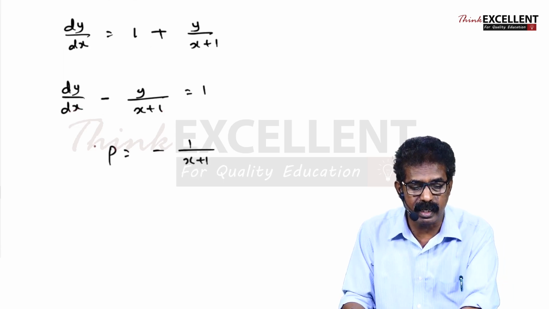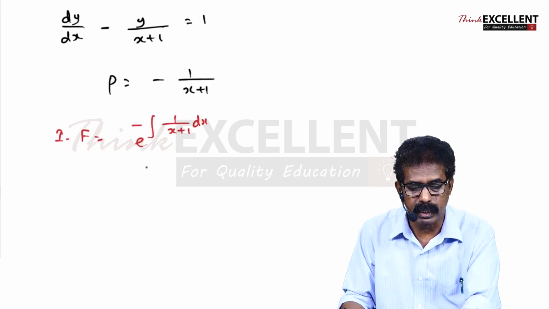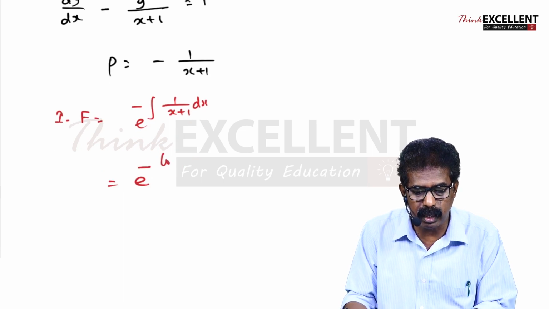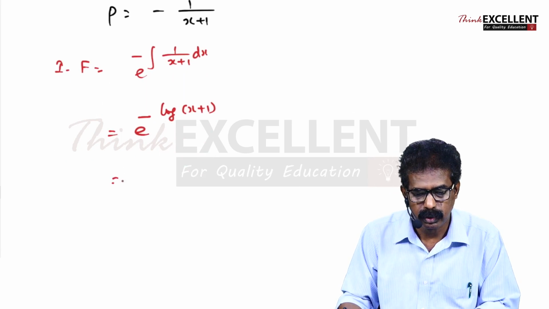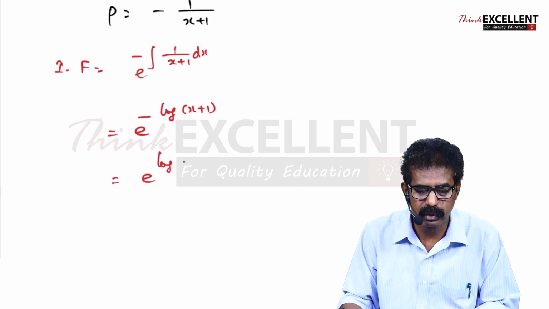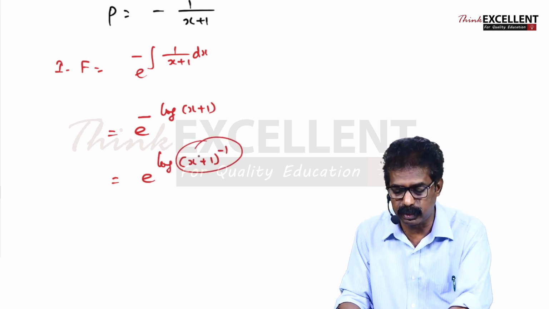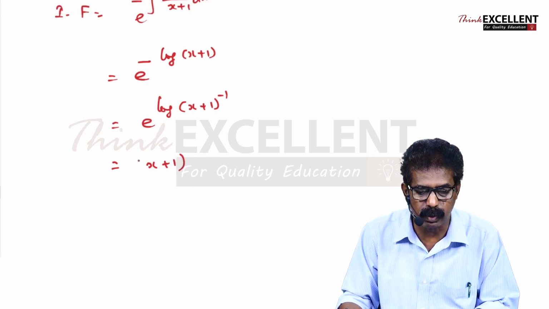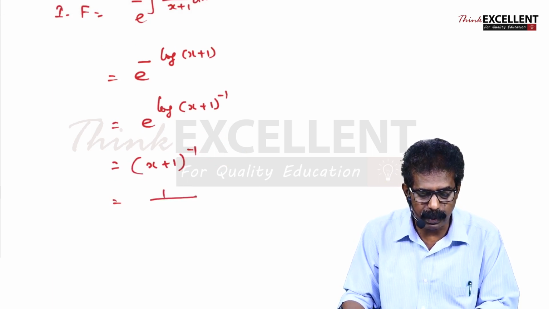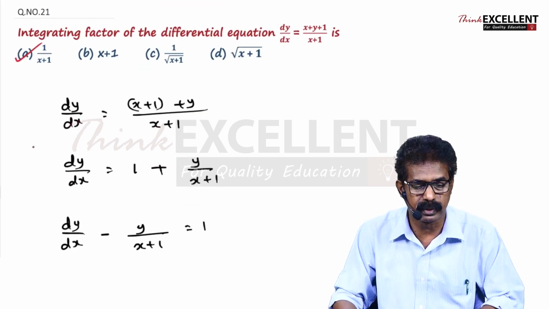Only the integrating factor they asked, right? So the integrating factor is e raised to the integral of P, that is minus 1 by (x plus 1) dx. So that is e raised to minus log of (x plus 1), you will get. Apply the power rule: e raised to log (x plus 1) raised to minus 1. E raised to log of something, the something is your answer. So you are getting (x plus 1) raised to minus 1, that is 1 by (x plus 1). Yes, that's the answer.